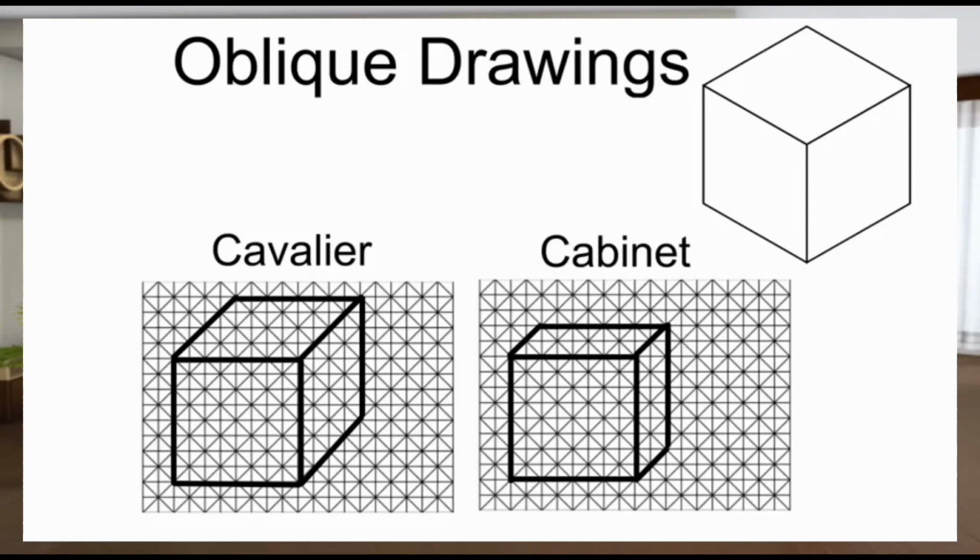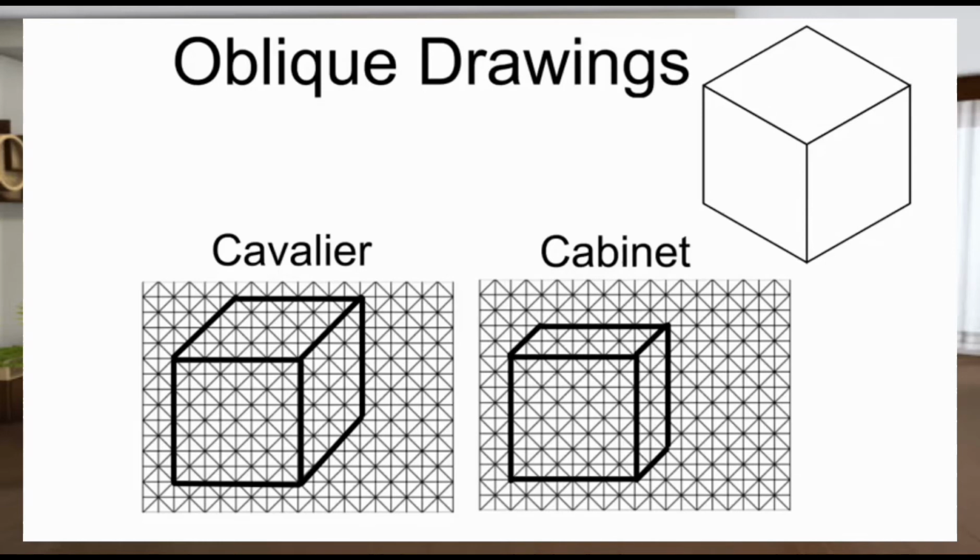Now, if you look at it, it looks like the cabinet is a lot shorter and smaller than the Cavalier is. Again, the front views are the exact same. The only thing that's changed here is the depth. Our depth is half on a cabinet. It gives us a much more realistic looking drawing. If you look between those two, the Cavalier one looks a lot fatter, a lot more exaggerated, and a little bit more out of focus or skewed than the cabinet. And that's really what a cabinet drawing is there to do.